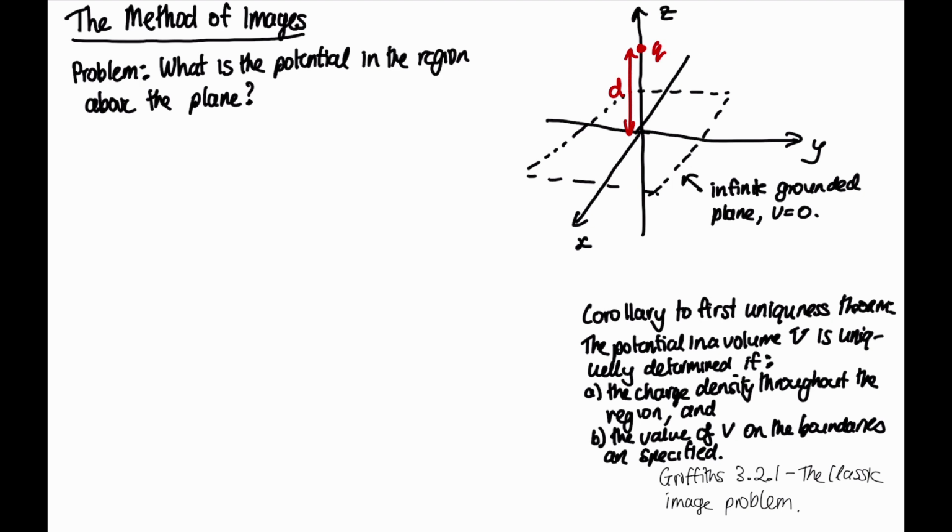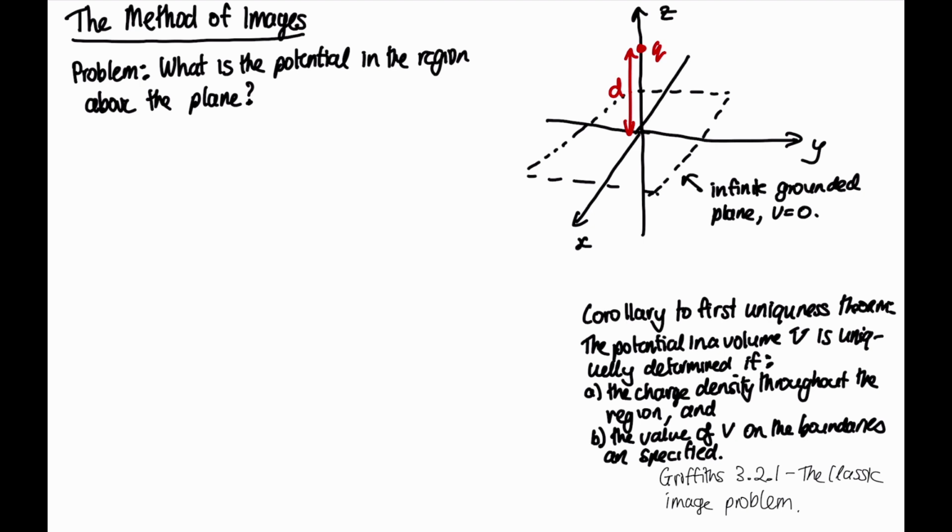So the situation that we're considering is we've got an infinite plane here along the xy axis, which is grounded. So it's all at a voltage of 0. And up above the plane, a distance d above the origin, we've placed a positive charge q. And now what we want to do is calculate the potential.